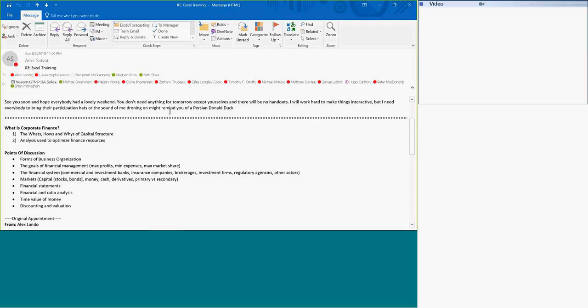So if you think about corporate finance, I would split into basically two categories. One category is how we think about capital structure, and I'll explain really what that means.